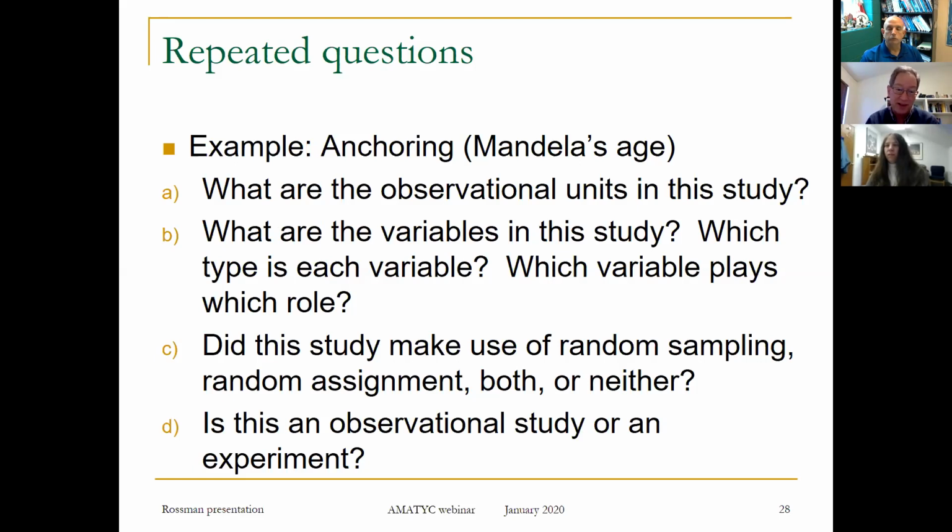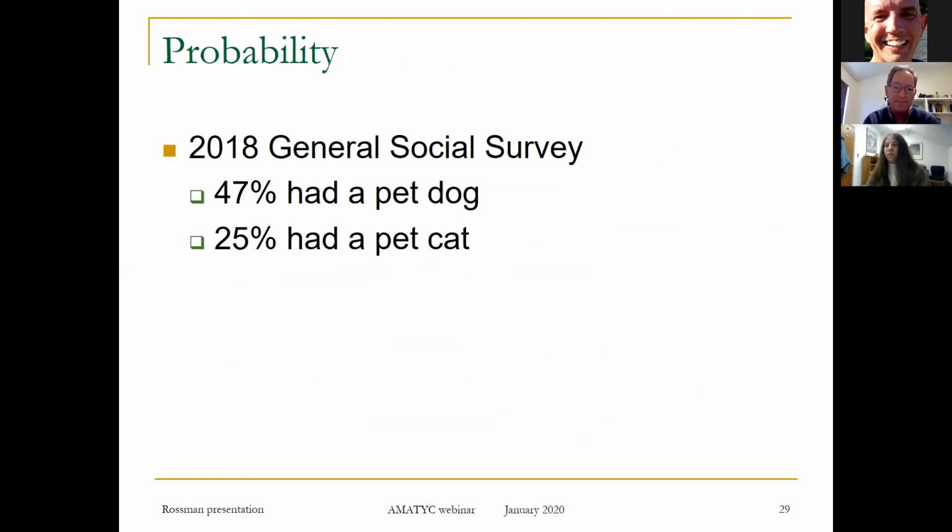After we've introduced those ideas in the first couple of weeks of class, my students hear these questions virtually every example, so several times a day for the rest of the class. But as I say, I think those questions are crucial to understand what to do with the data and what kind of conclusion you can draw from the data.